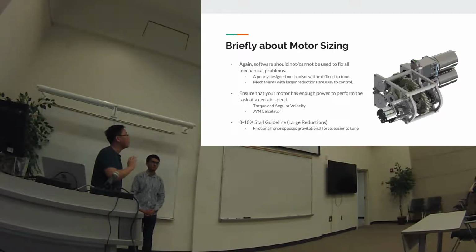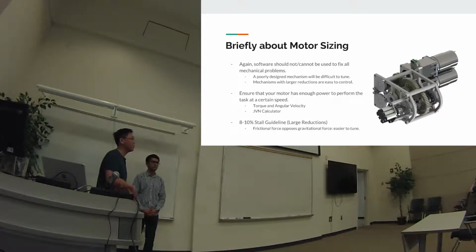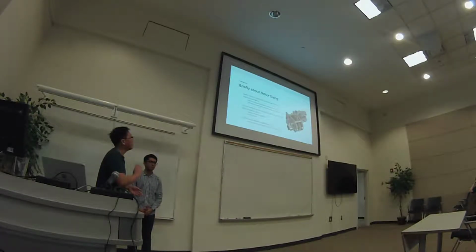And then one more thing is 8 to 10% stall. If you use 8 to 10% stall of your motor, you'll end up with a high reduction in your gearbox. If you have a VersaPlanetary or something, it's really easy to do that. And then with that, your frictional force opposes your gravitational force.